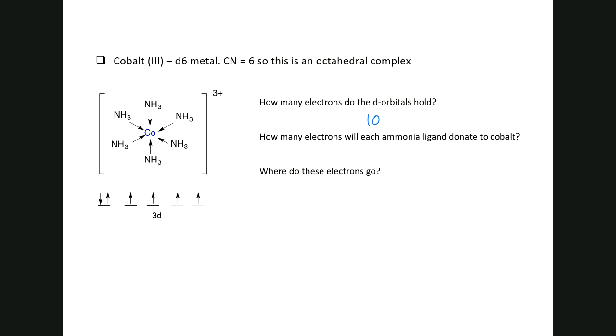Next question is, how many electrons will each ammonia ligand donate to cobalt? Someone says 12. You donate 2 electrons. So each one would donate 2 electrons, and there are 6 of them, so I'm expecting there to be 12 electrons to donate. And if we look at bonding from this simplified picture, we realize we have a problem here, because we only have space to fit 4 more electrons in the 3d orbitals.